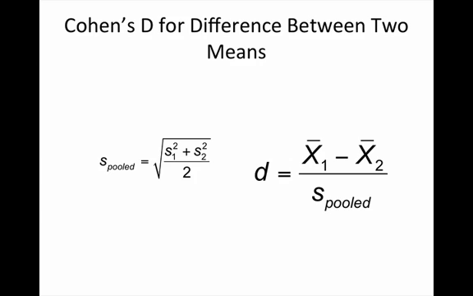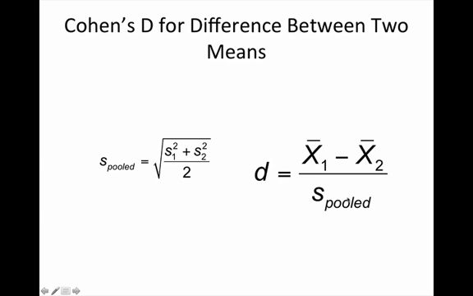In order to do it for the differences between the two means, I have to come up with a pooled standard deviation. And the way that I do that is I take the variance of group 1, add it to the variance of group 2, and divide by 2. And then I take the square root of that quantity, and that's my estimate of pooled standard deviation. And then I take the mean difference that I observe and divide by that statistic, and that gives me my effect size.